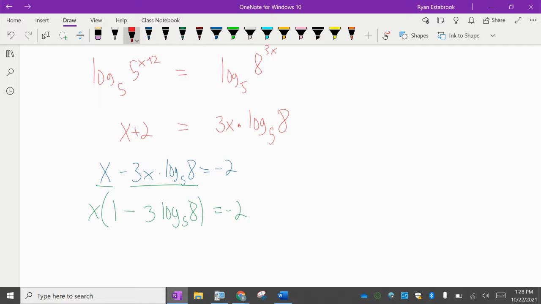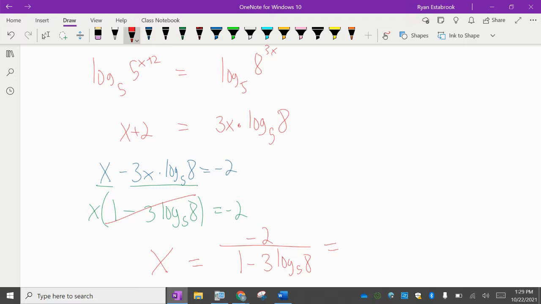So you could put that up there. You could call this 8 to the third. That'd be fine. You wouldn't have anything out front. This would just be a bigger number. But how are we going to get this whole thing off of here? Divide by it. Divide by this. And the left side is x. On the right side, you already had a negative 2. Now it's divided by that 1 minus 3 log base 5 of 8. I like the idea of maybe putting this up here and calling it 8 to the third, or leaving it out front. It doesn't matter.